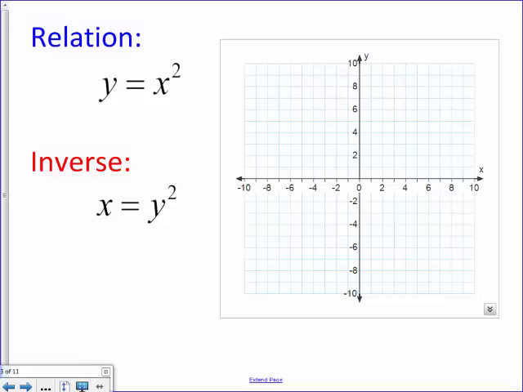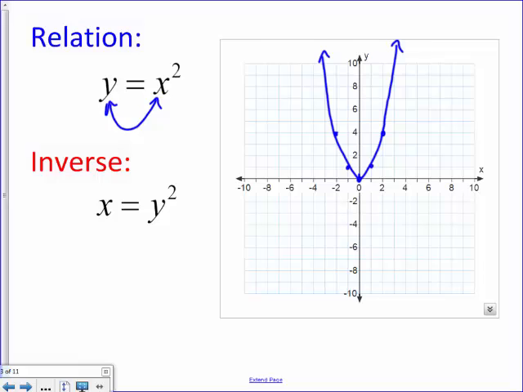So here's another one, but now it's an equation. So I have a relation y equals x squared. If I wanted to write its inverse, all I would do is exchange the y and the x. So now I have x equals y squared. So if I graph y equals x squared, that's at 0, 0, 1, 1, negative 1, 1, 2, 4, negative 2, 4. It's our parabola, right? A quadratic.